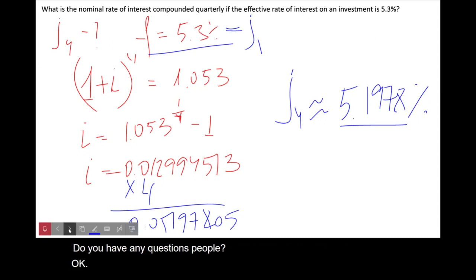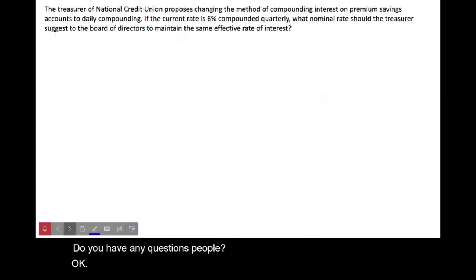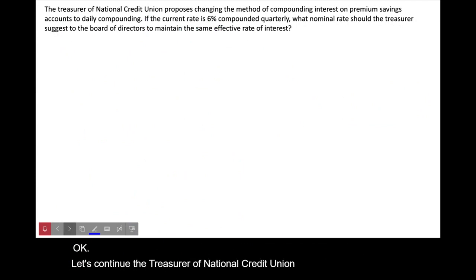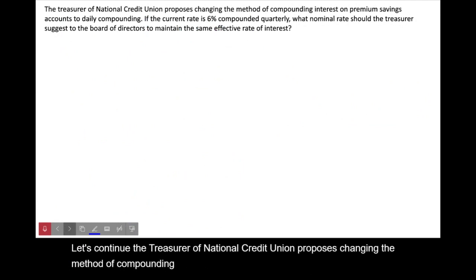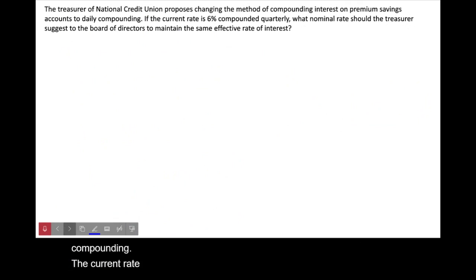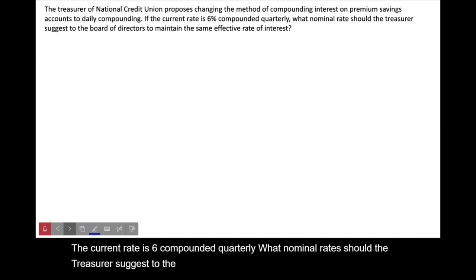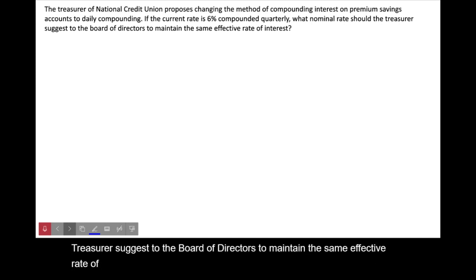Okay, let's continue. The Treasurer of National Credit Union proposes changing the method of compounding interest on premium savings accounts to daily compounding. If the current rate is 6% compounded quarterly, what nominal rate should the Treasurer suggest to the Board of Directors to maintain the same effective rate of interest? Okay, guys, 2 minutes, do it.